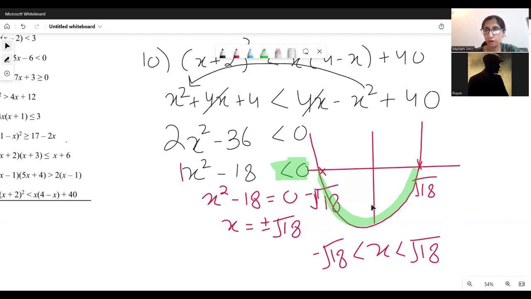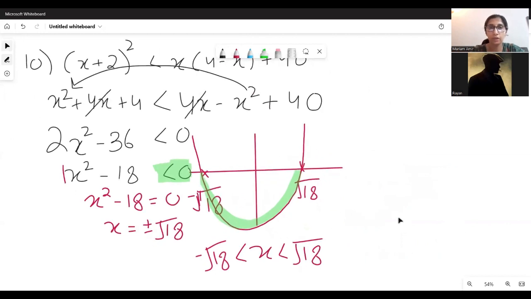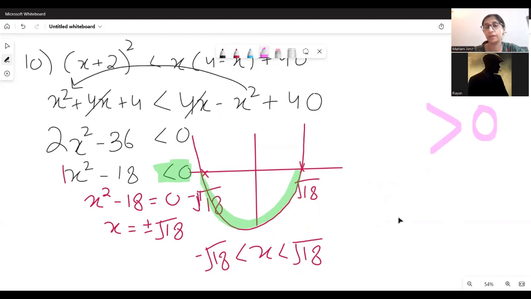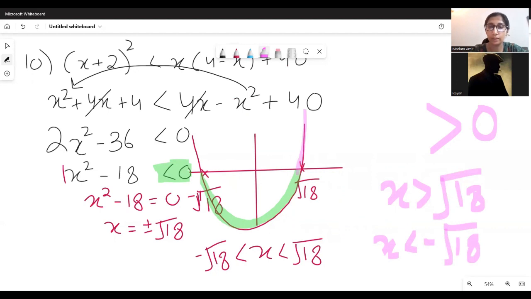And the last thing I'm going to ask you is, what if the inequality was greater than 0? Then what would have been our final answer? Then our final answer would have been x is greater than under root 18, and x is less than negative under root 18. Very good. This region where x is greater than under root 18, and this region where x is less than minus under root 18.